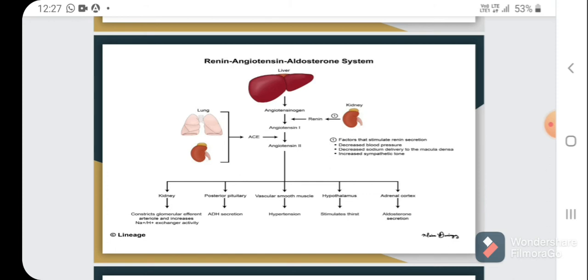This angiotensin 2 also acts as a potent vasoconstrictor on arterioles and an increase in blood pressure occurs.